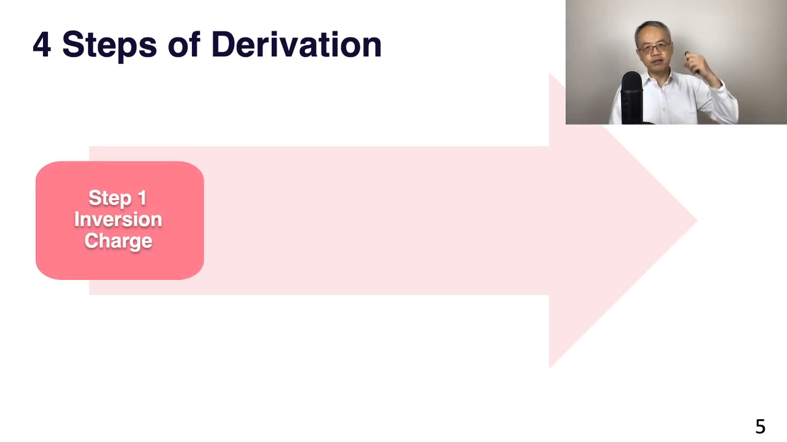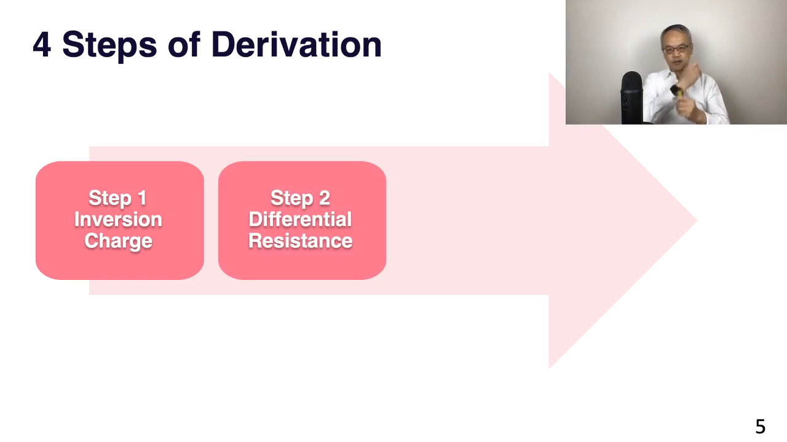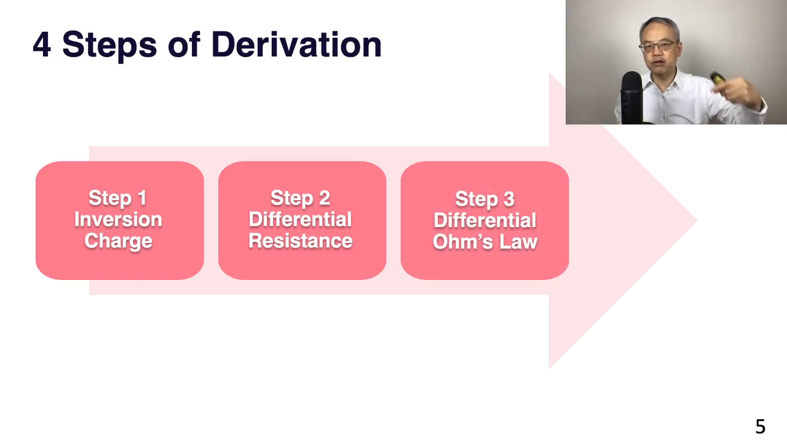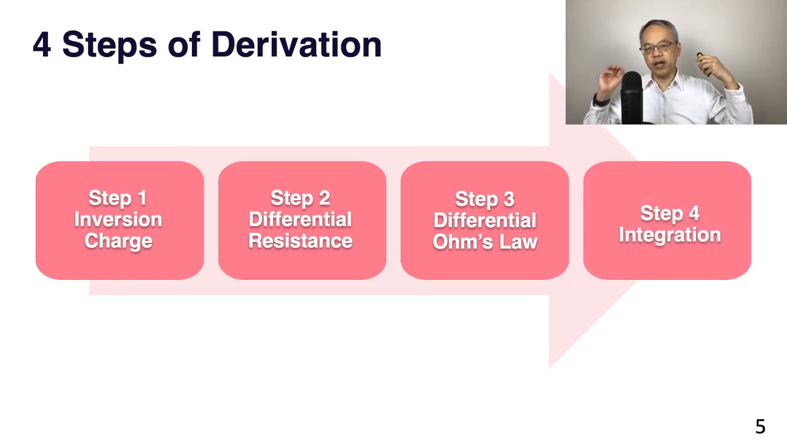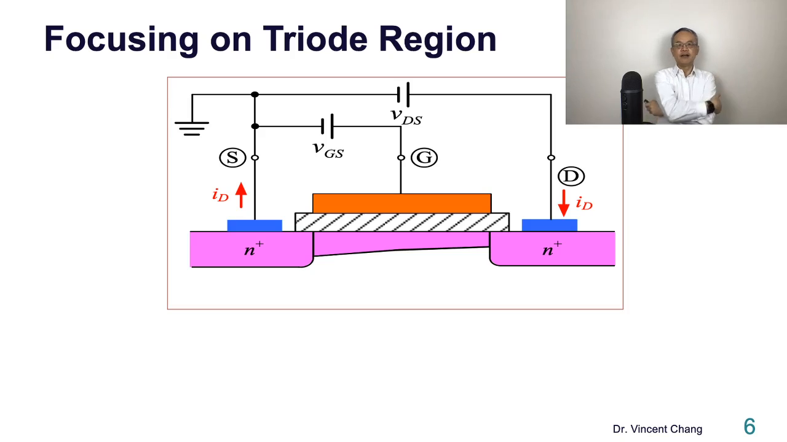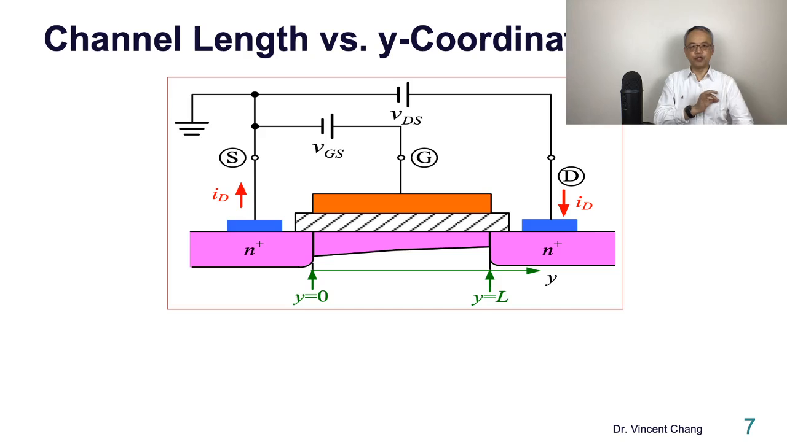First, step 1, figure out the inversion charge per unit area. Number 2, find out the differential resistance along the channel. Number 3, apply differential Ohm's law. Number 4, integrate over the whole channel. Charge, resistance, Ohm's law, and then integration. Again, this lecture only focuses on the triode region.